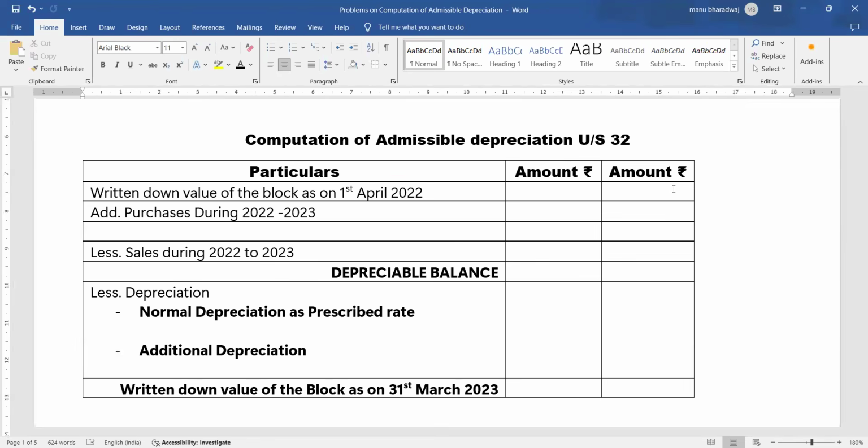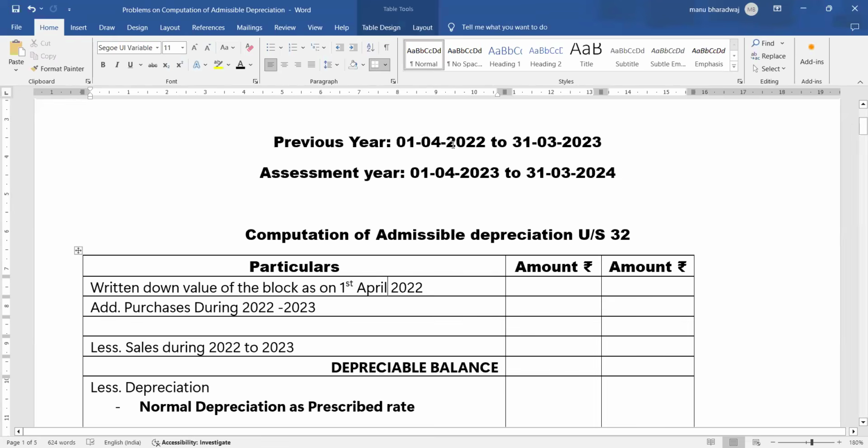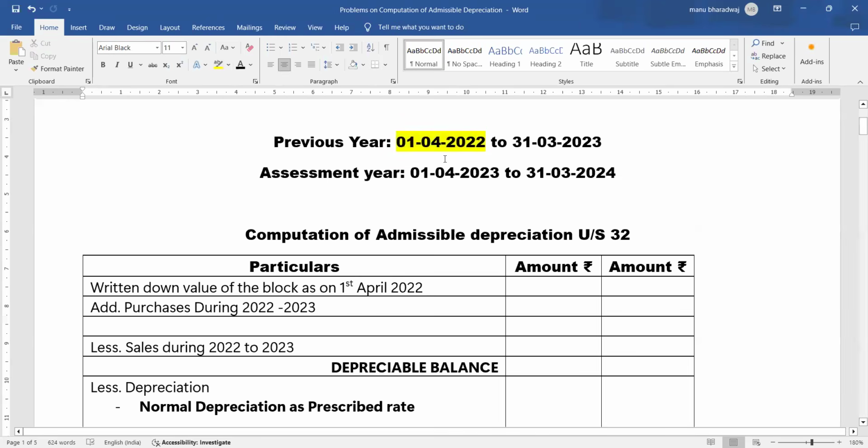Income tax has given a format to calculate the admissible depreciation. What is that format? First you should write the written down value of the block as on 1st April 2022. As I told you, our previous year starts from 1/4/2022. So we need to take the first date. The first date of our previous year is 1/4/2022.